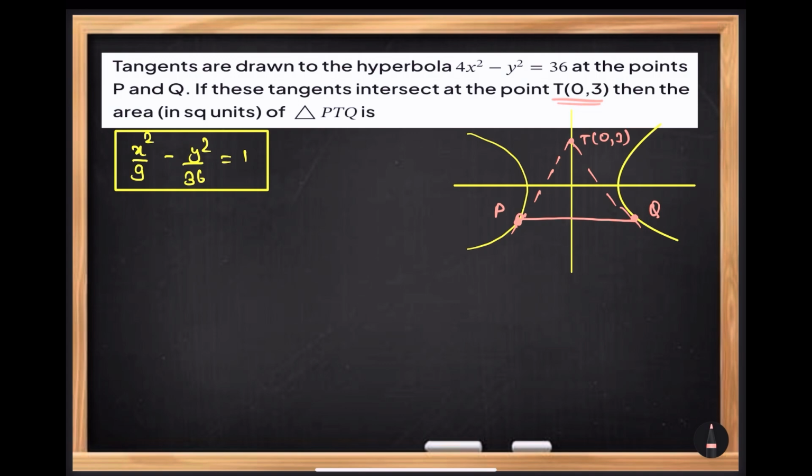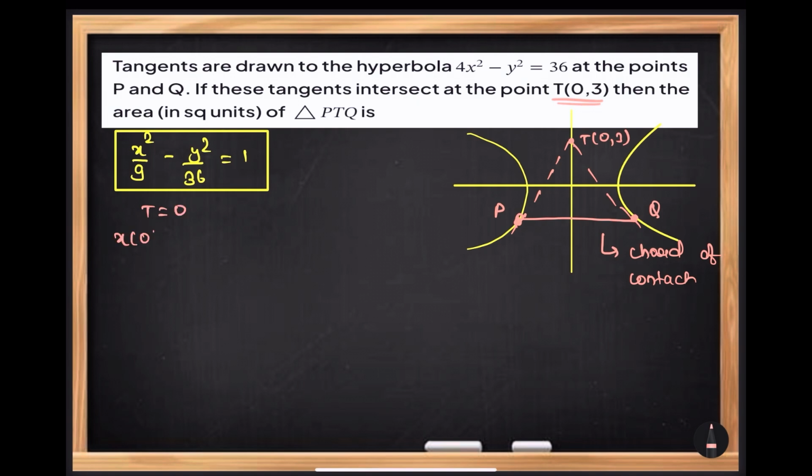So what do you think this PQ is? Exactly, chord of contact. Because if you think about tangents, it will become a little bit tough and a bit lengthy question. Okay, so we will go with chord of contact. So how will we find the chord of contact? T equals 0, done.